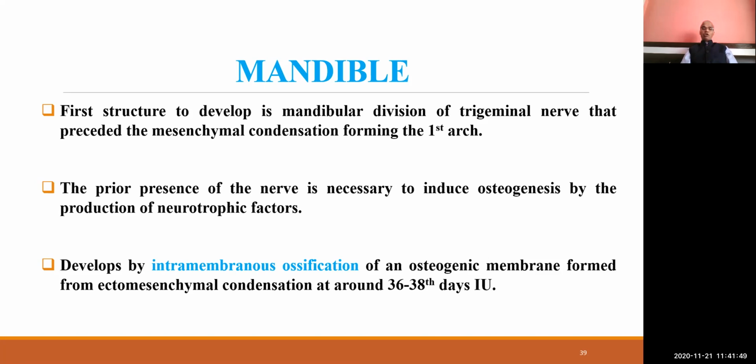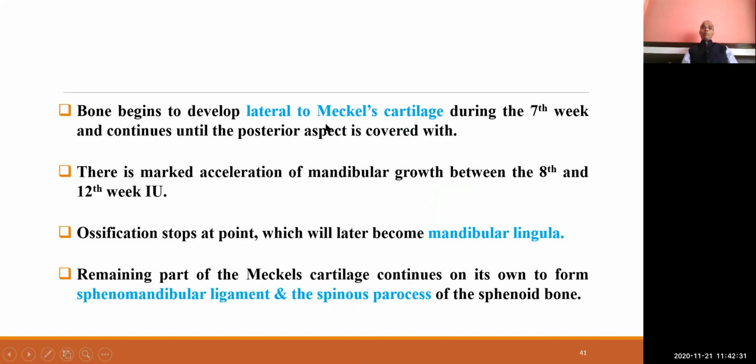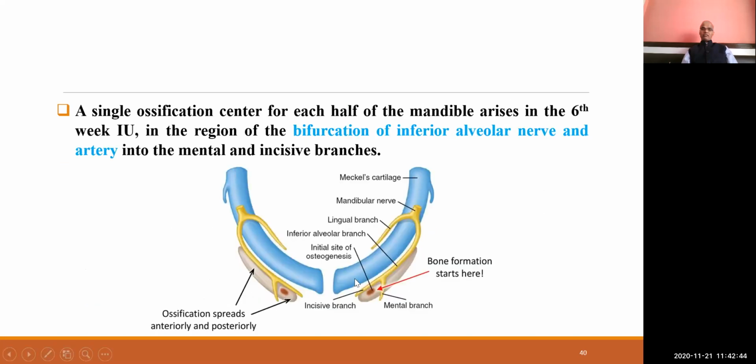The mandible develops by intramembranous ossification and forms from the ectomesenchymal condensation around the 36th to 38th day of intrauterine life. A single ossification center for each half of the mandible arises in the 6th week of intrauterine life in the region of the bifurcation of the inferior alveolar nerve into the mental branch and incisive branch. Bone begins to develop lateral to Meckel's cartilage during the 7th week, and it continues until the posterior aspect is covered. Here is Meckel's cartilage, and this is the initial site of ossification.